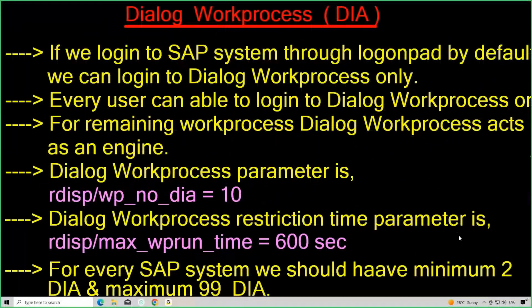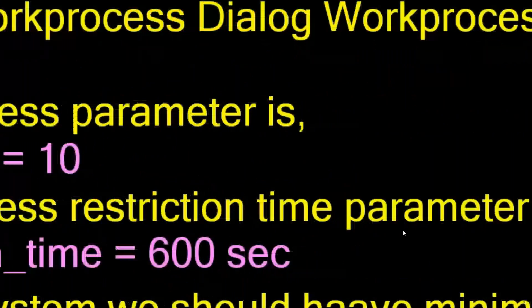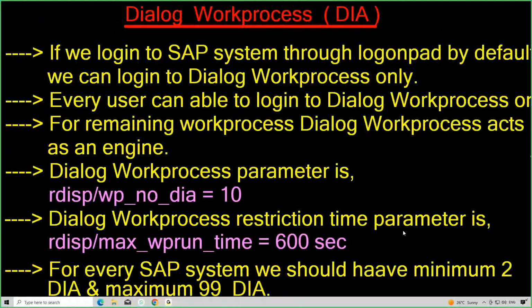Fifth point. The dialog work process restriction time parameter is rdisp/max_wprun_time = 600 seconds. So the dialog work process restriction time parameter is the maximum work process runtime equal to 600 seconds.